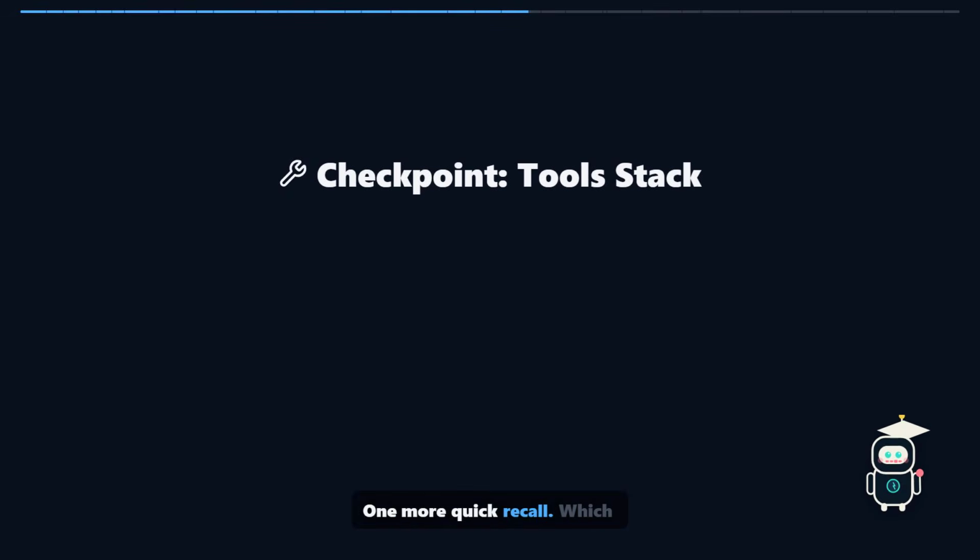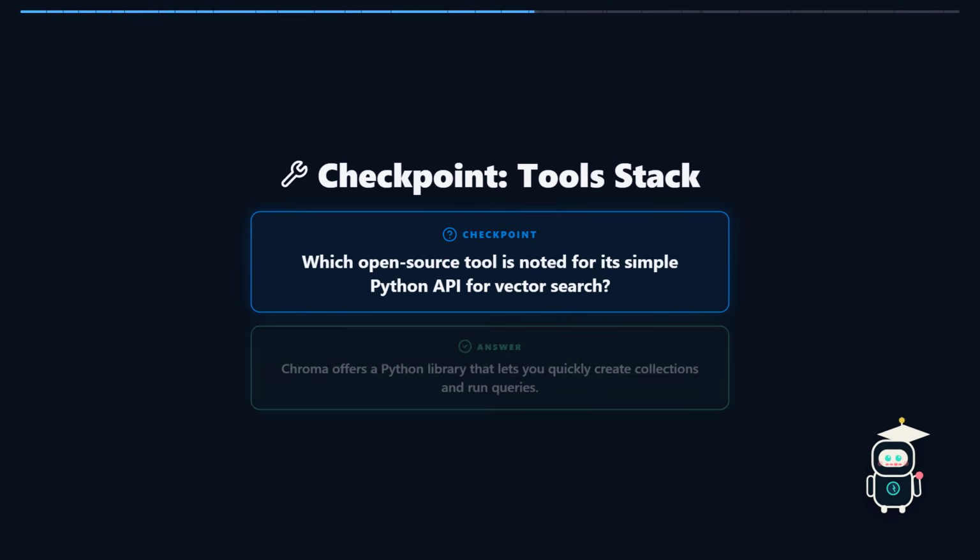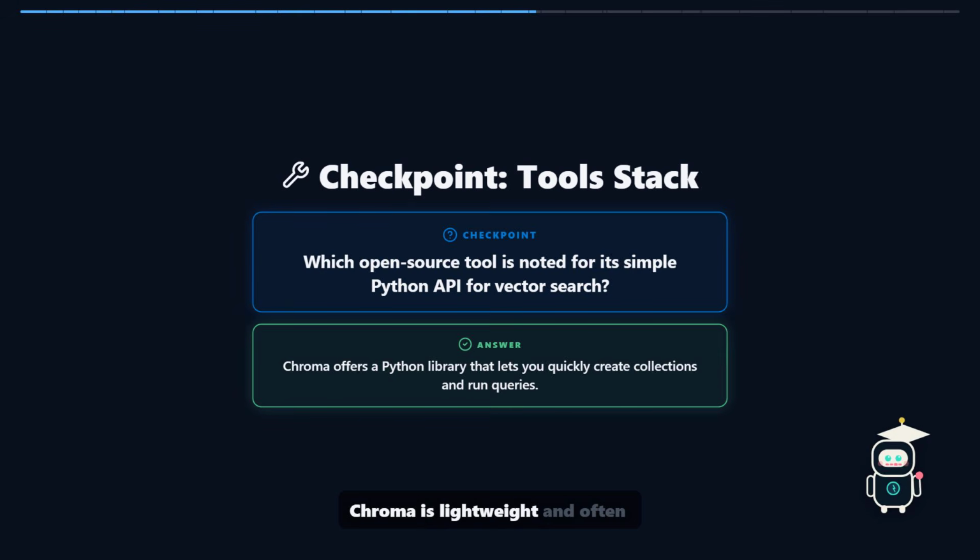One more quick recall. Which open-source tool is noted for its simple Python API for vector search? It's Chroma. Chroma is lightweight and often used in RAG prototypes because you can stand up a collection with very little code.